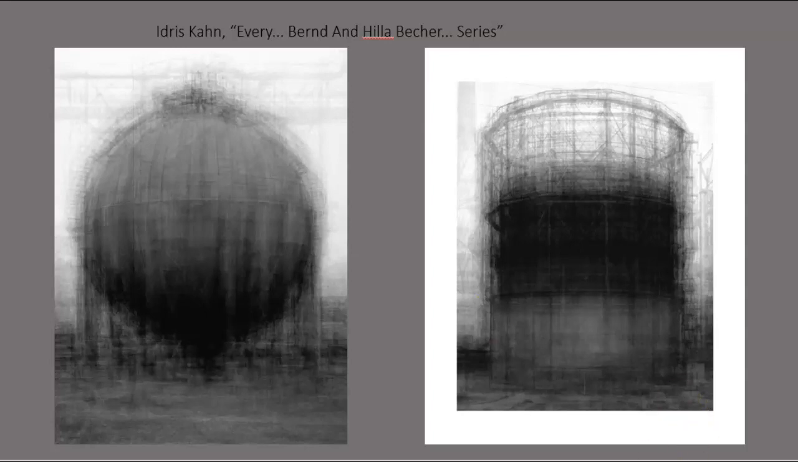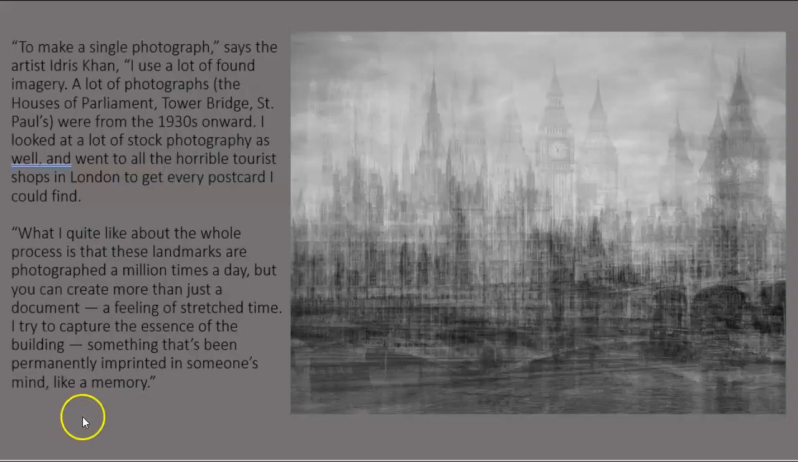So, Idris Khan has done lots of images like this, and here's an example where he's gone out and collected maybe dozens or hundreds of images of London, particularly the Houses of Parliament and Old Ben, right, Big Ben. And so you can see how he's taken all those images and layered them together. And there's some passages here, some quotes that you can read about what he gets out of that. But the cool thing is just that sense of layering in space and time.